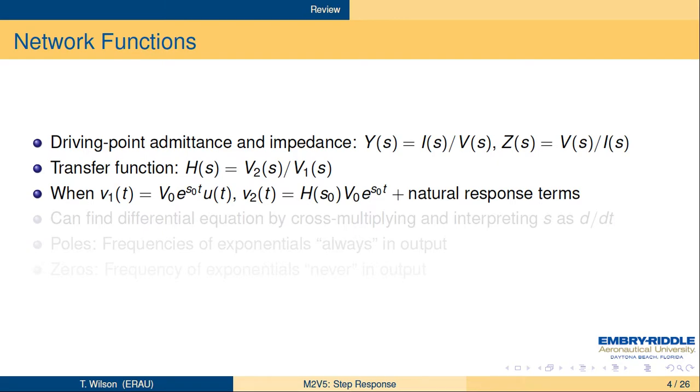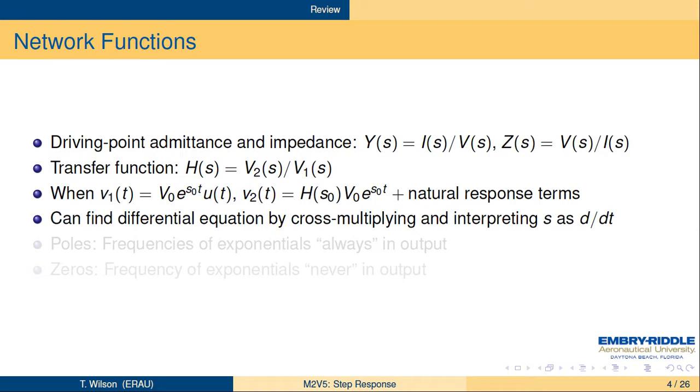And then you would also get the natural response terms from the poles, and those would come from the denominator of H of S. You can find the differential equation from H of S by cross-multiplying the terms and interpreting S as standing for d by dt. So the frequencies of the exponentials that are always in the output are the poles, and those come from the denominator of the network function, and those come from the left-hand side of the differential equation.